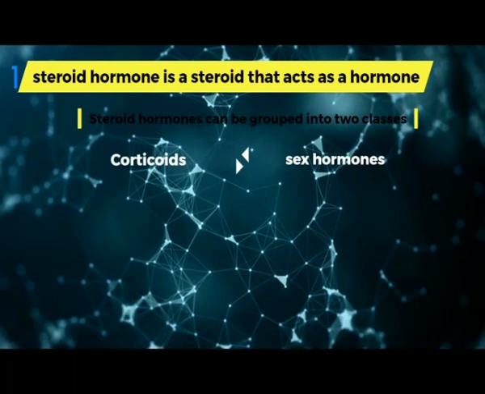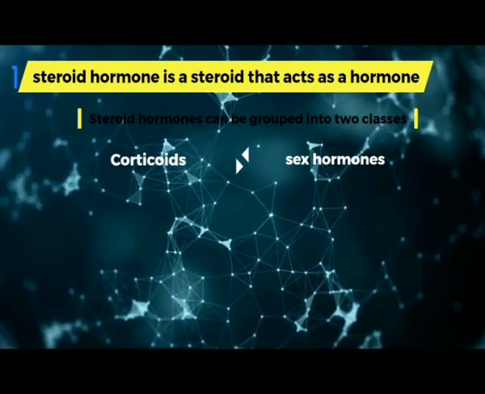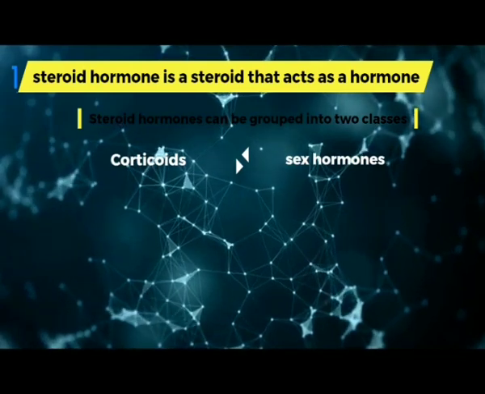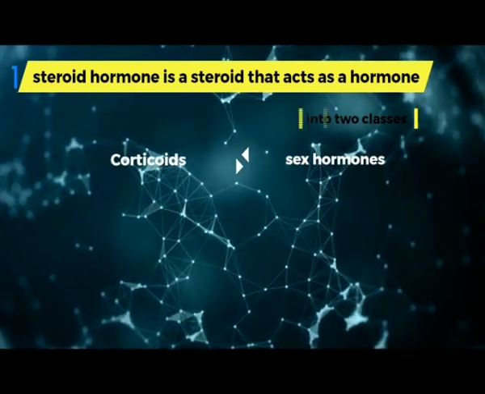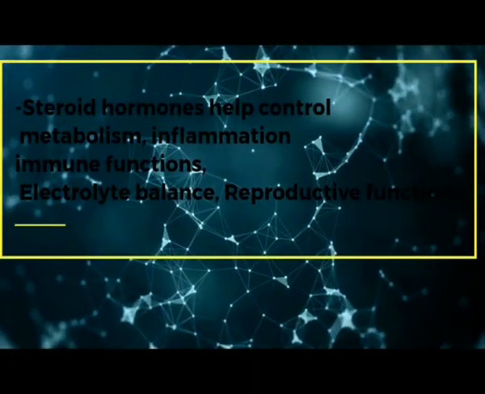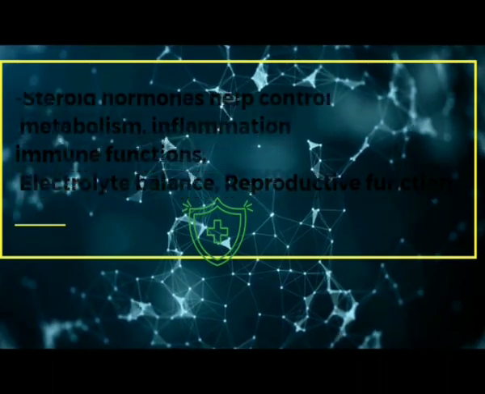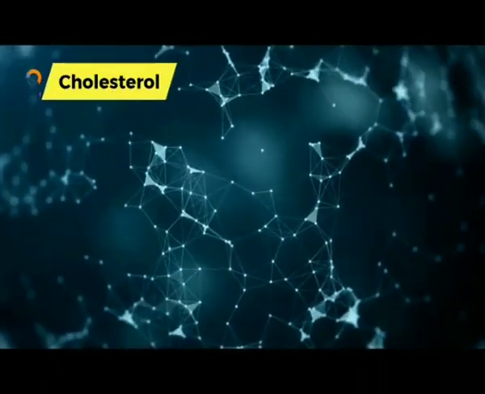A steroid hormone is a steroid that acts as a hormone. Steroid hormones can be grouped into 2 classes: corticoids and sex hormones. Steroid hormones help control metabolism, inflammation, immune functions, electrolyte balance, and reproductive functions.